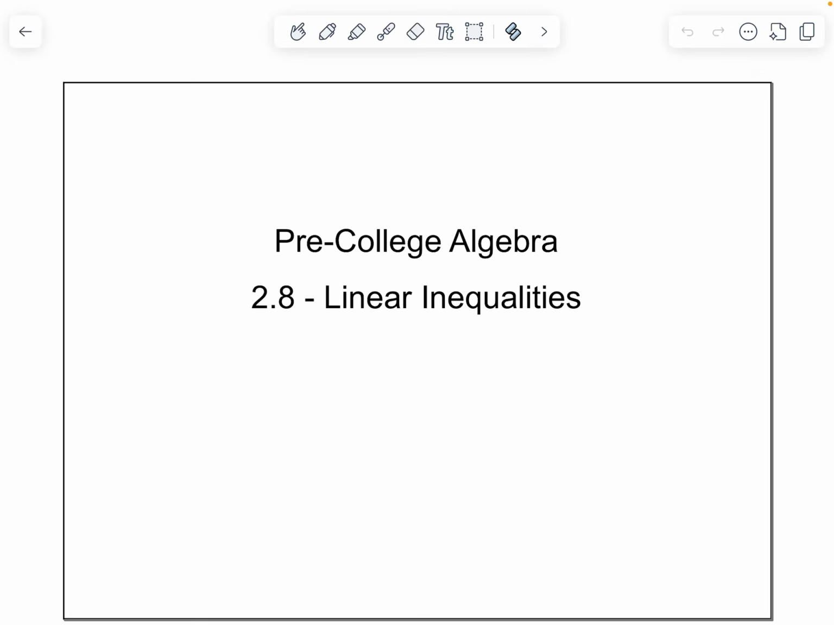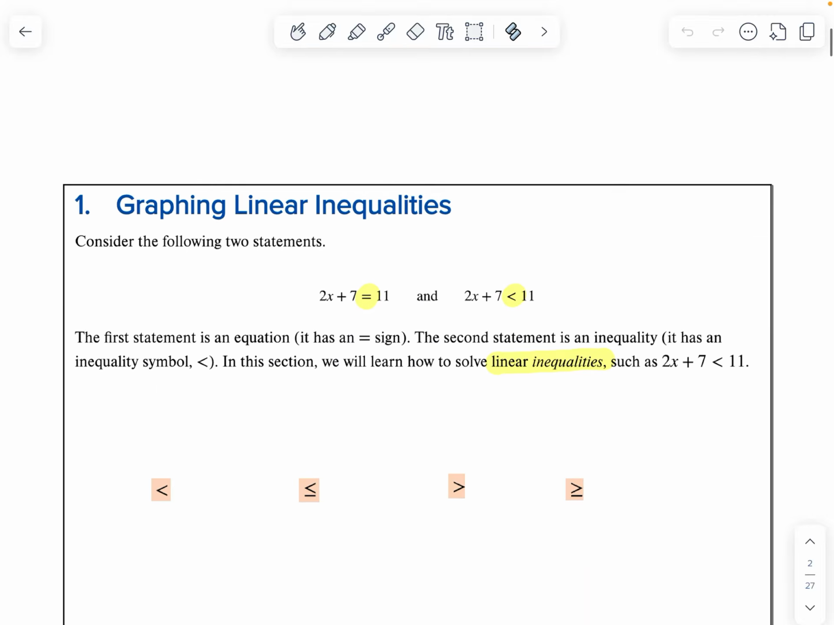Linear inequalities. We've been talking about linear equations, and the difference today in linear inequalities is that they're going to have a special sign. So what we've been talking about is equations. They look like this, right? They have an equal sign in them. Inequalities don't have an equal sign. They have this sign that I have highlighted, or any of these four signs. These are called inequalities.